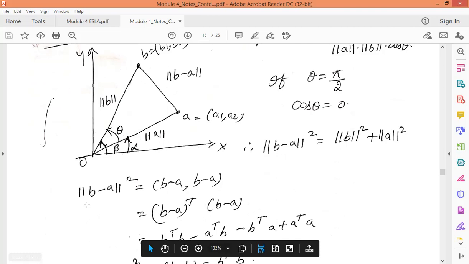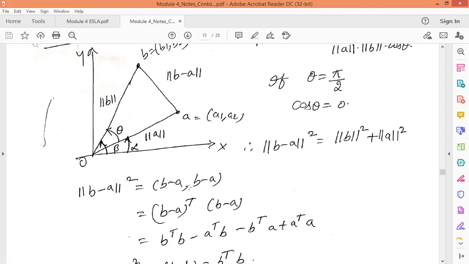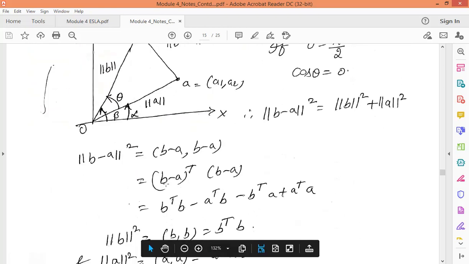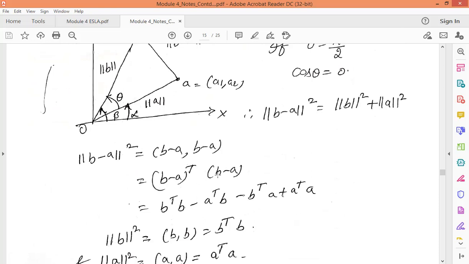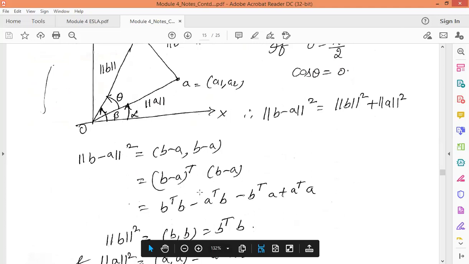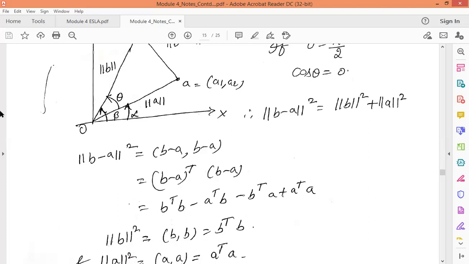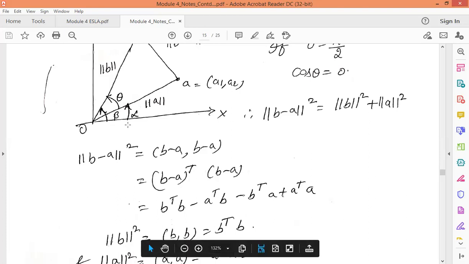Now, once again, if we consider B minus A whole square, it can be written as B minus A comma B minus A. So in terms of vector or vector matrix, you can also write this as B minus A transpose multiplied with B minus A. Now, if you multiply each element in the transpose matrix with the elements of B minus A, it will result in B transpose multiplied with B. This calculation, I'll show it in the notebook. All of you can observe.